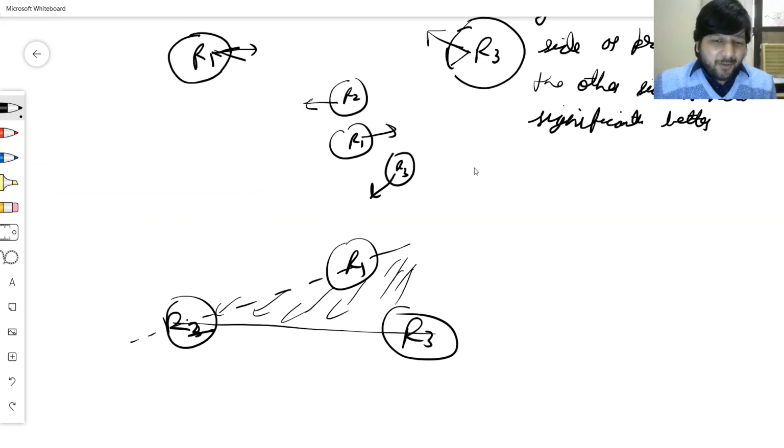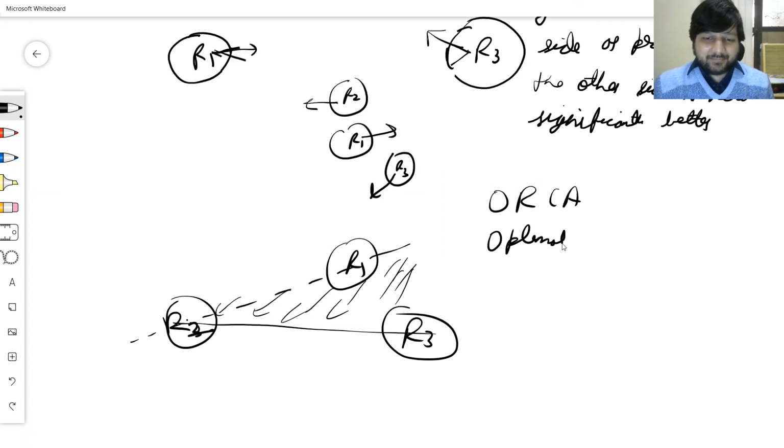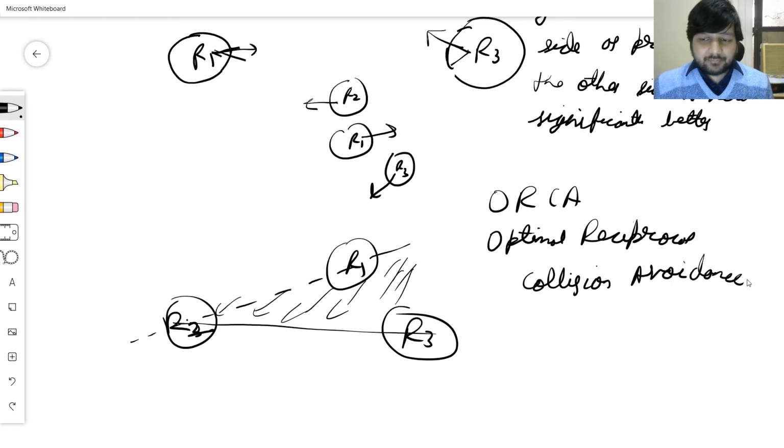That is the optimal reciprocal collision avoidance. So it tries to assign optimal speeds with a guessed side of avoidance between every agent, and it uses linear programming to just select the best speed.